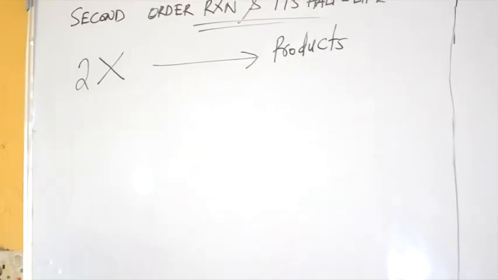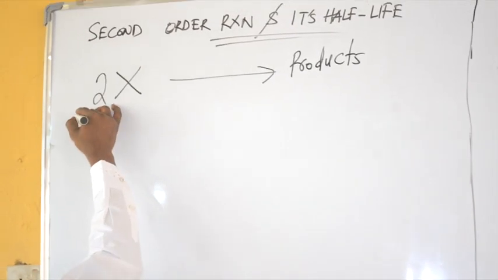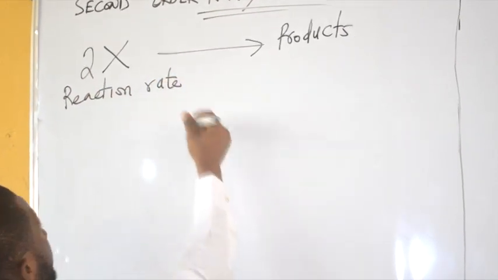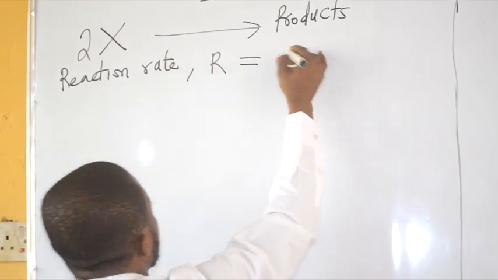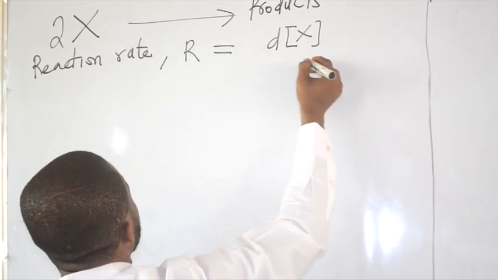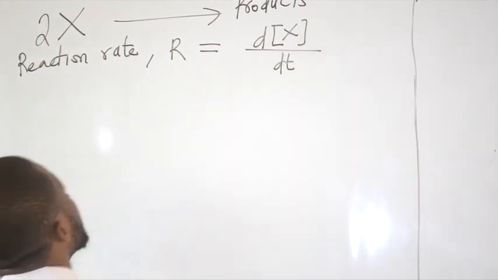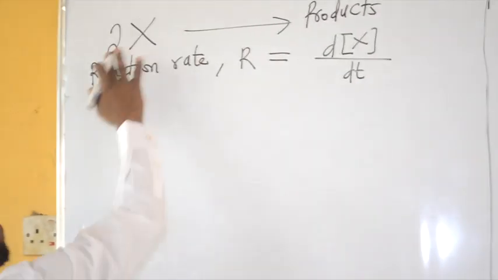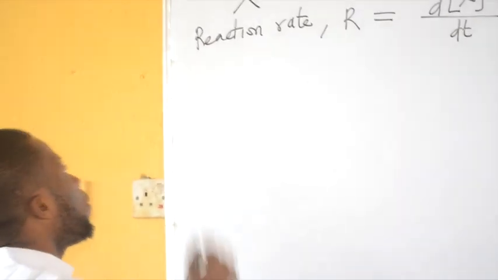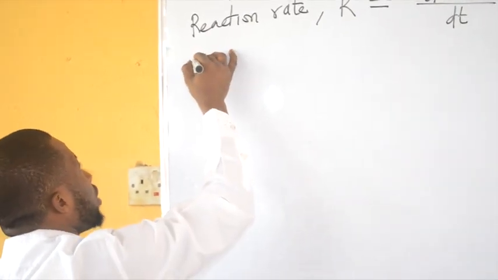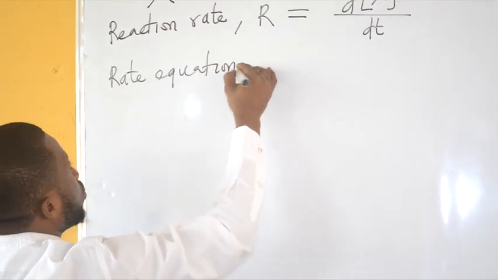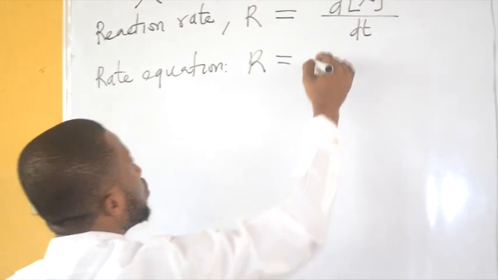So from what we learned previously, we said that the reaction rate R is equal to the change of X over the T. Let's use the general first. And also we talked about the rate law or rate equation.